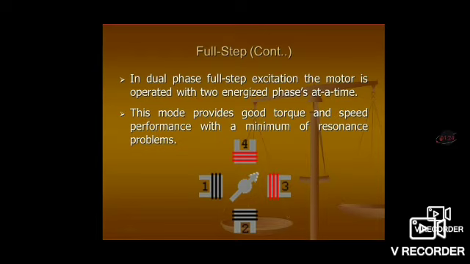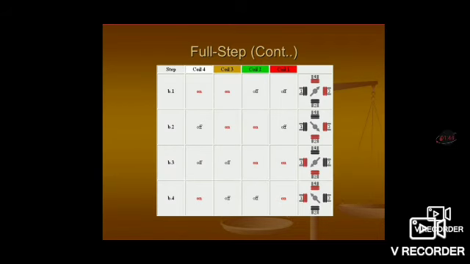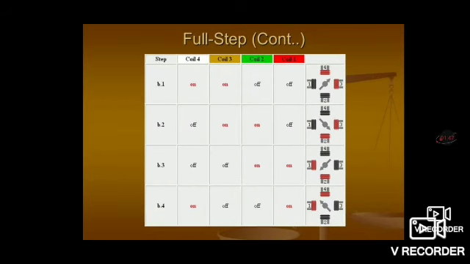In dual phase full step operation, the motor is operated with two energized phases at a time. This mode provides good torque and speed performance with a minimum of resonance problems. See the diagram. At a time, two phases will be excited. Here, third and fourth phase is excited. So first for the B1, the coil 4 and coil 3 is on. And for B2, coil 3 and coil 2 is on. And for B3, coil 2 and coil 1 is on. And it is marked as red in the diagram. And for B4, coil 4 and coil 1 is on.